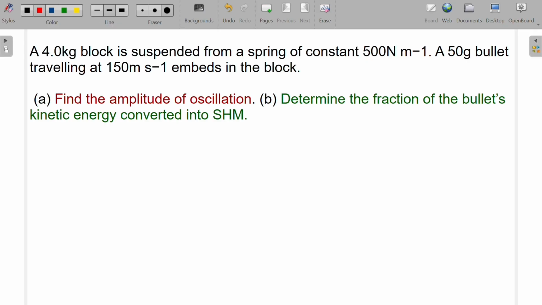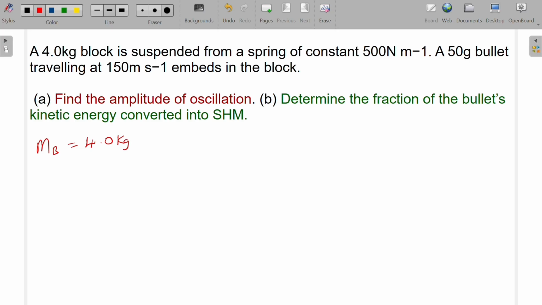So the question is under simple harmonic motion and we are told to find the amplitude given the information we have. So let's get the information we have here. We have a 4 kg block. So the mass of block, allow me to represent the mass of block with M and a capital B. So capital B for block. So the mass of block is equal to 4.0 kgs.